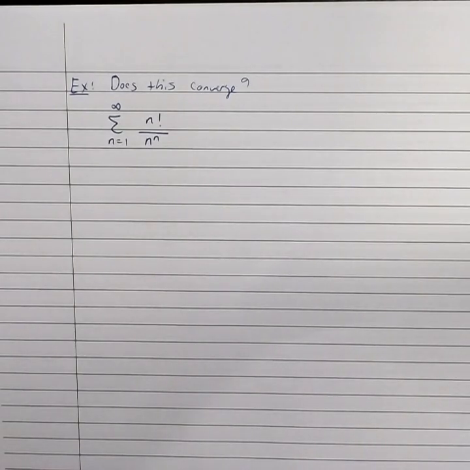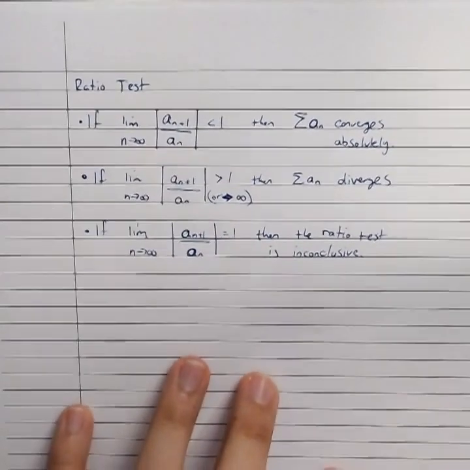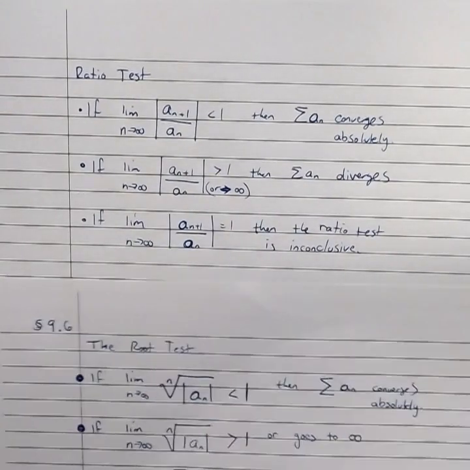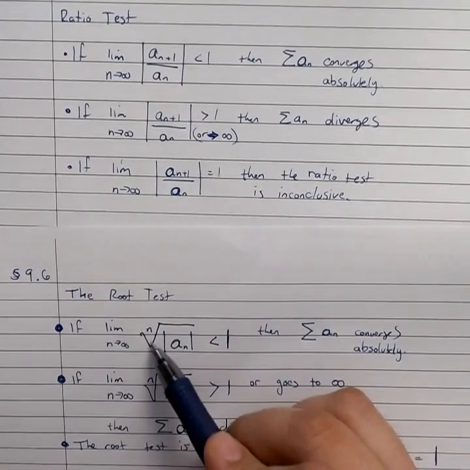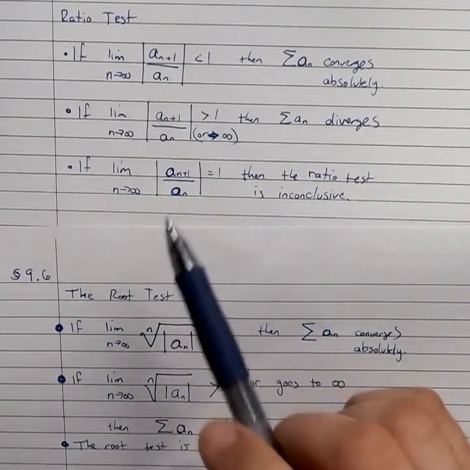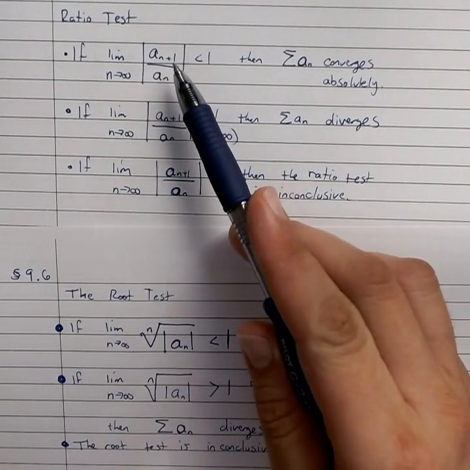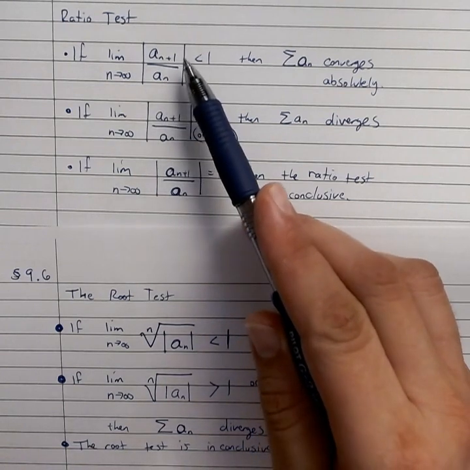Fortunately, this one works in a very similar way to the root test. This is called the ratio test. So the ratio test states the following, and it's going to look very similar to the way the root test looked. Instead of taking the nth root of the nth term, we're going to compare the nth term with the n plus first term.